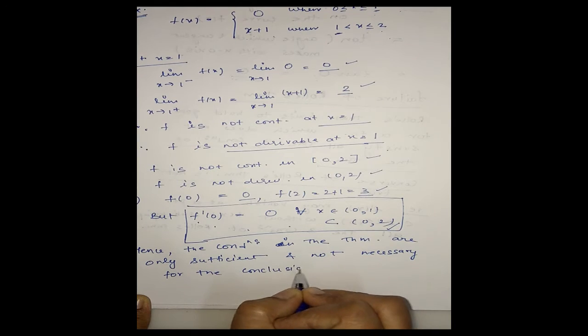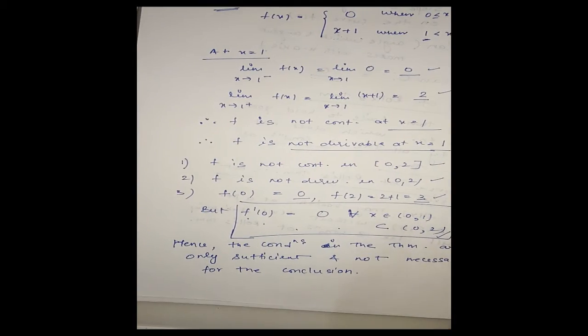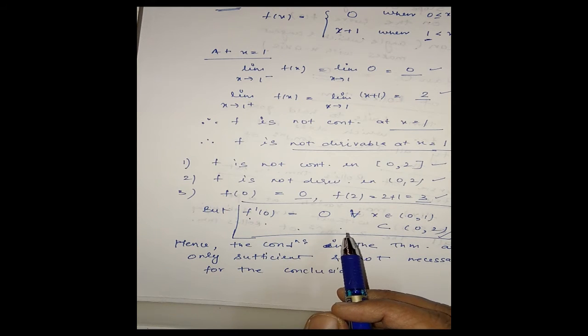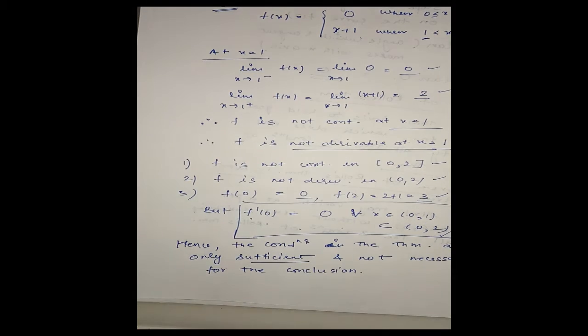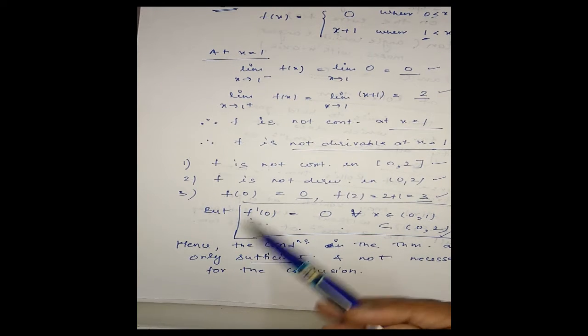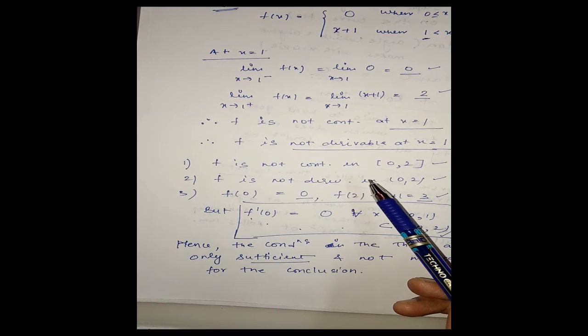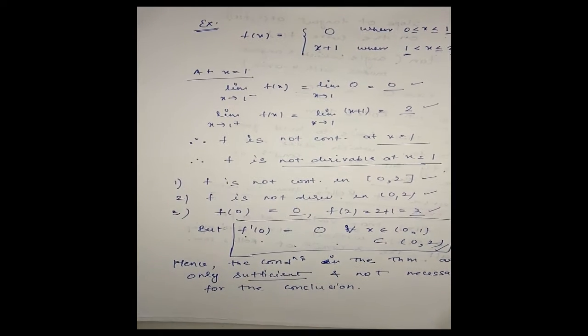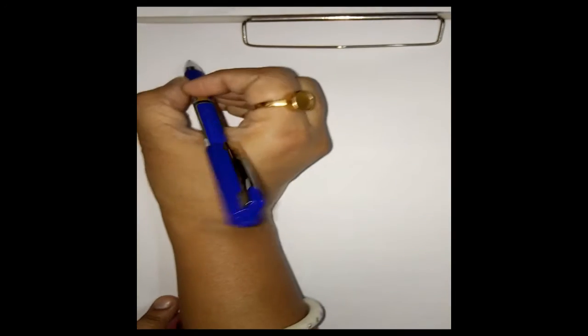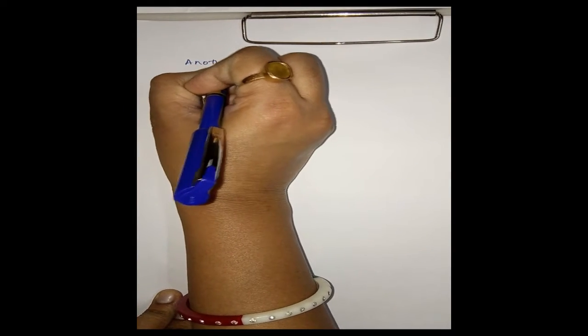Okay, this means if the conditions hold, then the theorem guarantees the existence of a point in the open interval at which the derivative is 0. That means the conditions are sufficient, but not necessary. We may have functions where the conclusion holds but the conditions are not satisfied. That means the converse is not true. Now we have another form of Rolle's theorem, another statement of Rolle's theorem.